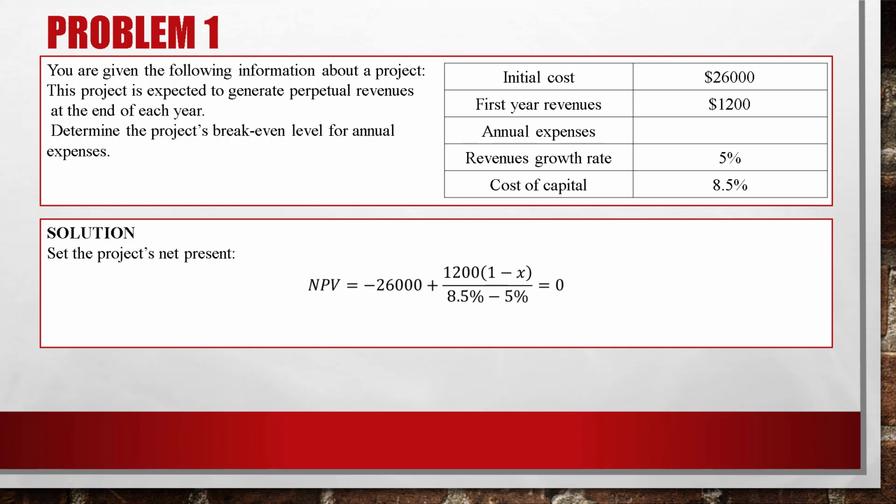So we got the numerator is 1,200 times 1 minus X, and the denominator is the cost of capital minus the revenues growth rate. And set this equal to 0 and solve for X. We got X here is 24.17%, which means the annual expense rate is 24.17%.